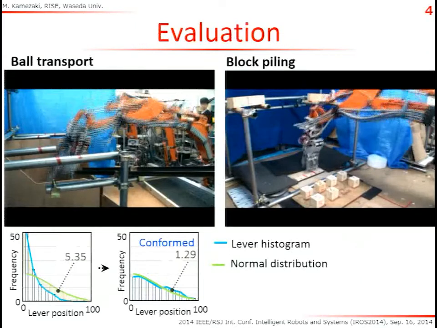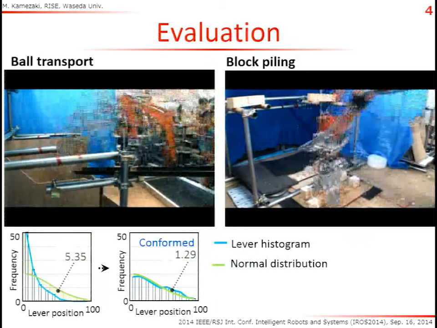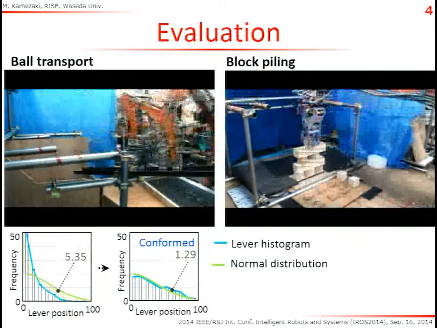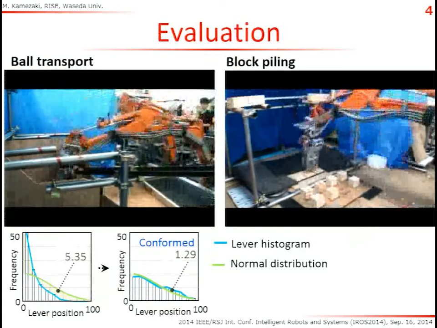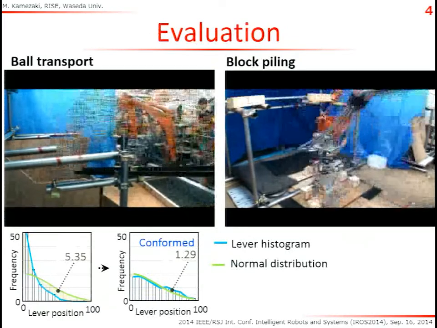Two types of experiments were conducted using hydraulic systems. The results show the time efficiency improved while increasing the subjective usability by conforming the lever histograms to normal distributions.